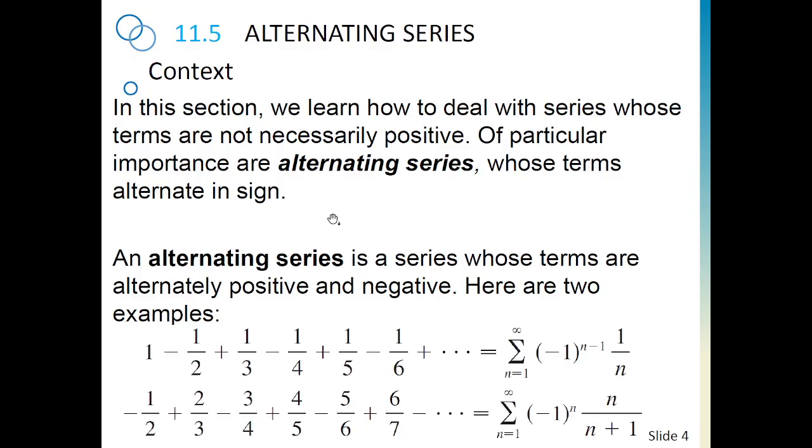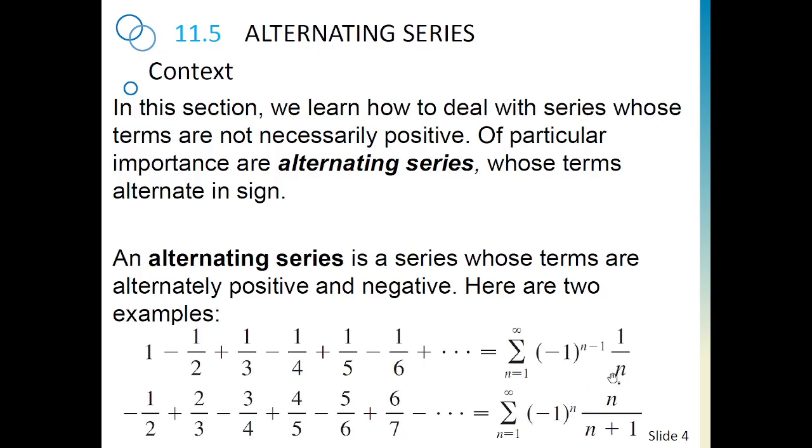What is an alternating series? It is a series whose terms change sign consecutively. So you see here two examples. Here in the first example, the first term is positive, then the second is negative. Third term is positive, then the next is negative, positive, negative, positive, negative, and it keeps going like that. Two consecutive terms always have different sign.